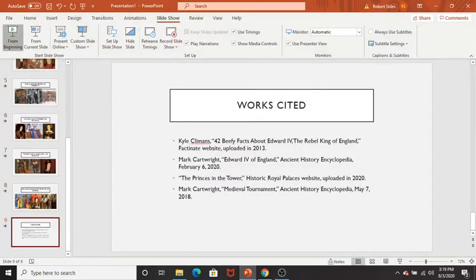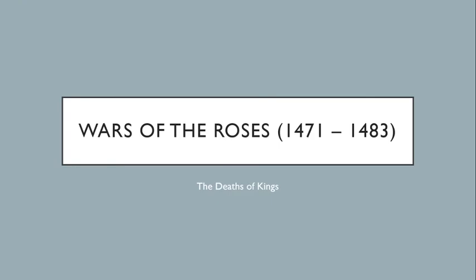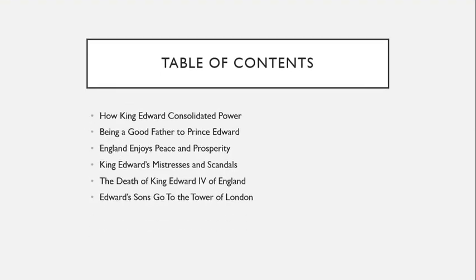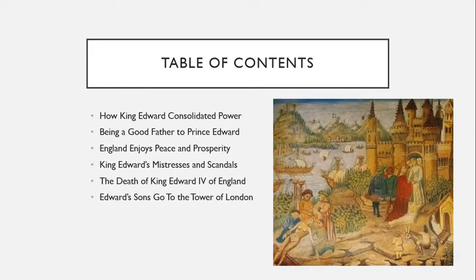Welcome to the 5th episode in a Legendarium series about the Wars of the Roses. In this installment, The Deaths of Kings, we will talk about how King Edward IV wiped out his enemies and led England into a time of peace and prosperity, only for everything to be undone by an unexpected death.